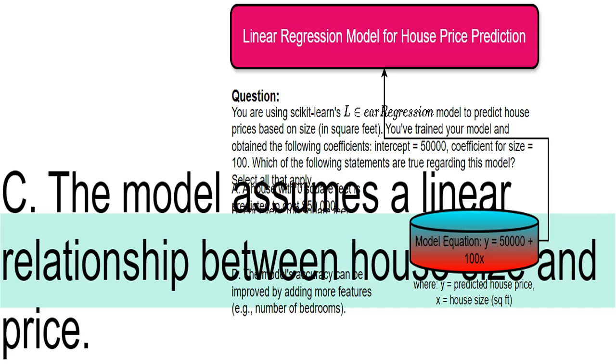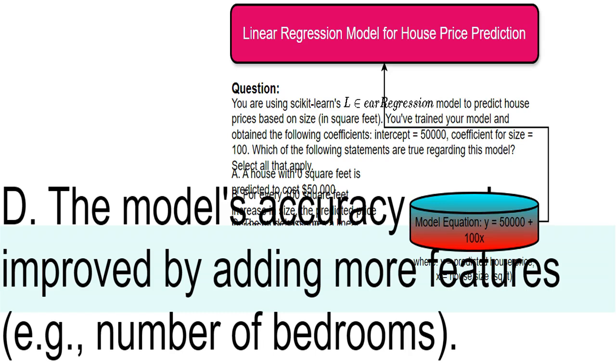This statement is correct. Linear regression fundamentally assumes a straight line relationship between the variables, size and price. In this case, it means we assume house price increases consistently for each additional square foot. Absolutely. Adding more features, like the number of bedrooms, location, or lot size can often help the model better capture the price variations and improve its accuracy. It's like adding more information to paint a clearer picture.